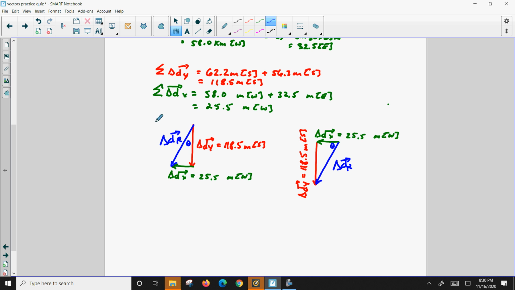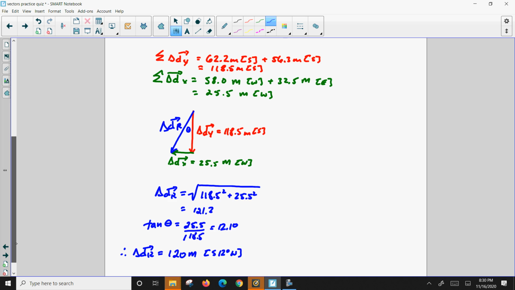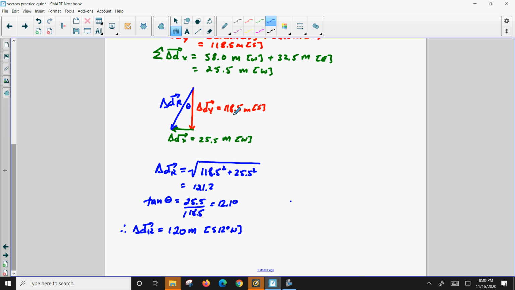So I look at this situation first. The way I drew my triangle here, we're going to be using the Pythagorean theorem with my x and y values. I end up with 121.2 meters for dr, that's the size. Now my angle is going to be opposite over adjacent. Remember, you're always measuring from the beginning of the trip here, so be careful there. I end up with 12.1 degrees. So my final answer with significant digits is going to be 120 meters, and I'm going to be looking at south 12 degrees over to the west as my actual direction.